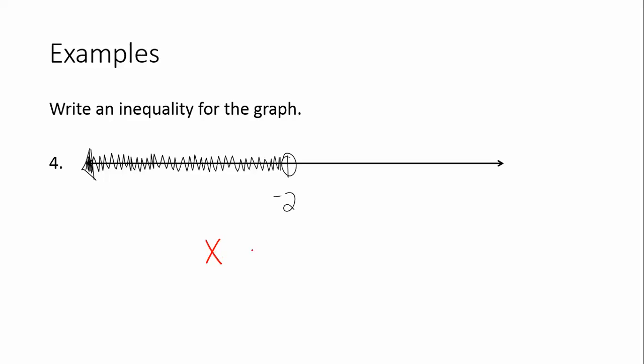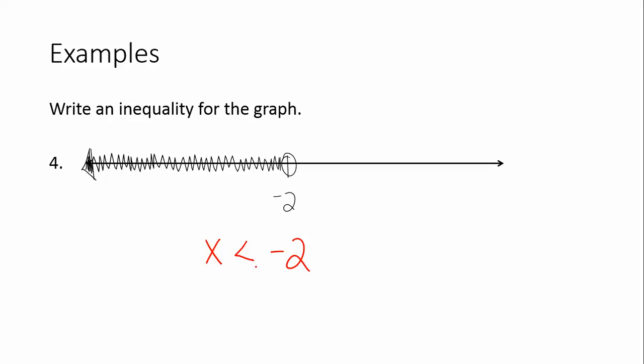So here we have any variable you can use. We have x and we have -2. I need to know, is it less than, greater than, less than or equal to, or greater than or equal to? Well, first you can see we have the open circle, so that's definitely going to be less than or greater than. And since my variable is on the left, which way is my shading? My shading's going to the left, so my symbol can point to the left. The inequality for this graph would be x is less than -2.